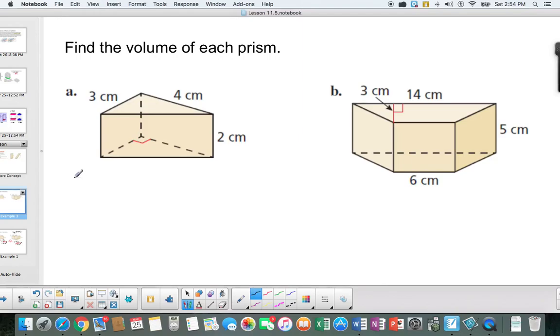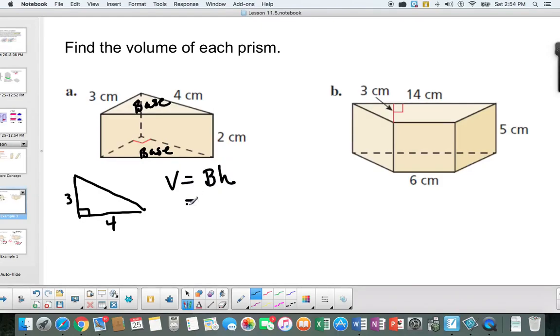What I like to do a lot of times is draw the base so that I can see the base. Now remember, bases are always parallel and congruent in prisms. And I see a little red thing here, so I know it's a right triangle, and this is 3 and this is 4. So this is going to help me understand the area of my base. Volume is equal to the area of the base times the height, and when I talk about finding the area of the base, I'm going to have to use the triangle formula, 1/2 times base times height, and then I'm going to multiply it by the height, which is 2.